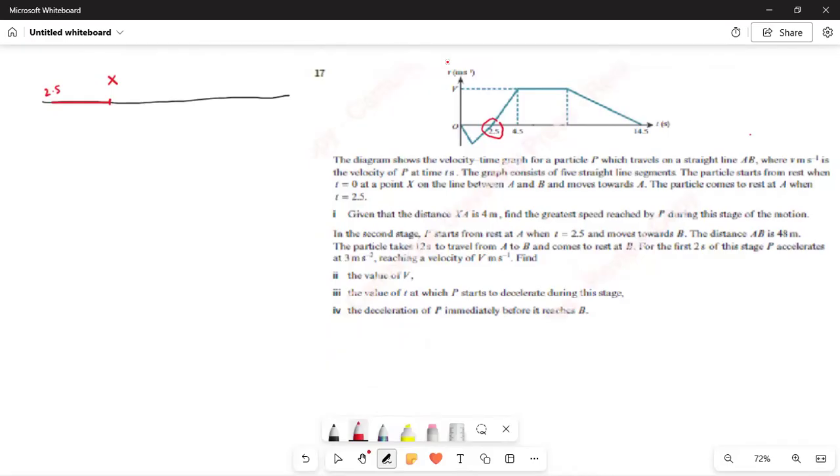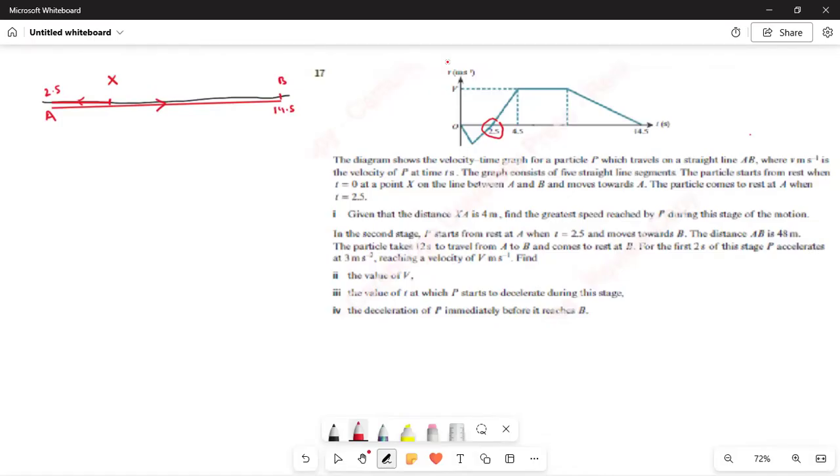And after that the speed becomes positive, so that means after that it will move in this direction, the speed is in this positive direction. Then it will accelerate for some time and then move with constant speed and then decelerate, and it will end its journey at point B. So this is point A. It will finish its journey at 14.5 seconds. So from point x it will go to A, and from A it will go to B.